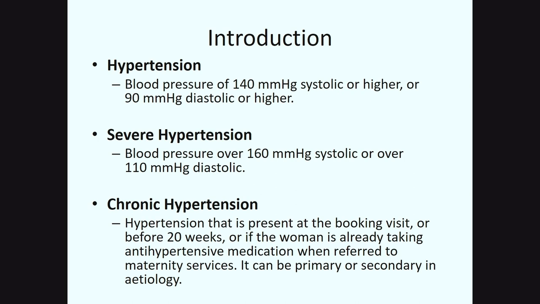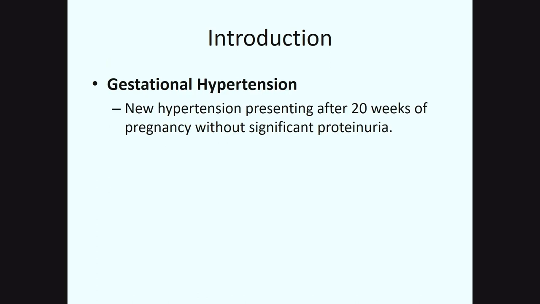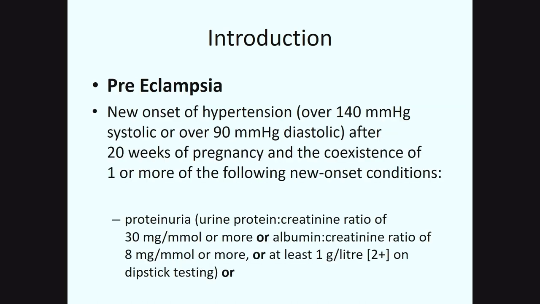It can be primary or secondary in etiology. And gestational hypertension is new hypertension presenting after 20 weeks of gestation without significant proteinuria. And it is very important to understand what preeclampsia is and the difference from gestational hypertension. Preeclampsia is defined as new onset of hypertension over 140 mmHg systolic or 90 mmHg diastolic, after 20 weeks of pregnancy, and the coexistence of one or more of the following new onset conditions.